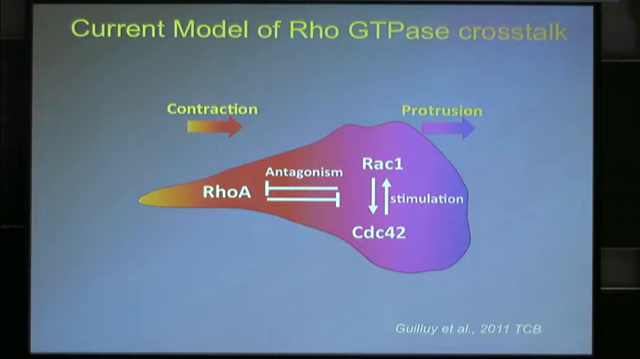But you are saying both molecules are expressed globally as well. You are saying both the RAC and the Rho are globally expressed, but they are not globally active. Yes.